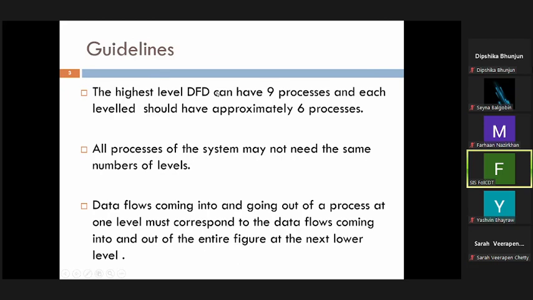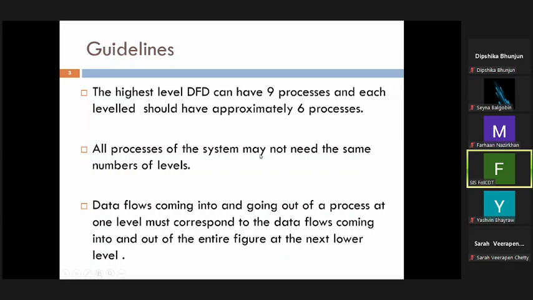The highest level DFD can have 9 processors, and each level DFD should have approximately 6 processors. Well, it's not a rule, it can be 7, but mostly when you take a process and describe it, it's going to be around 6 processors. Okay.